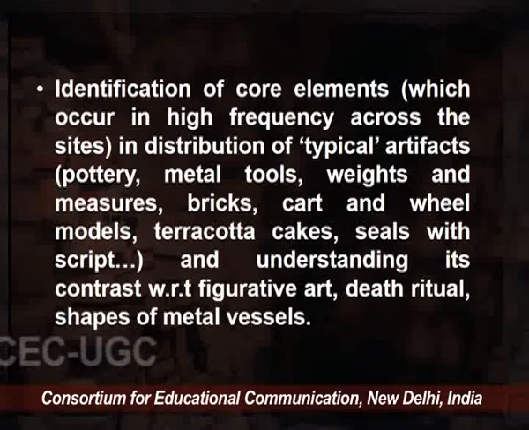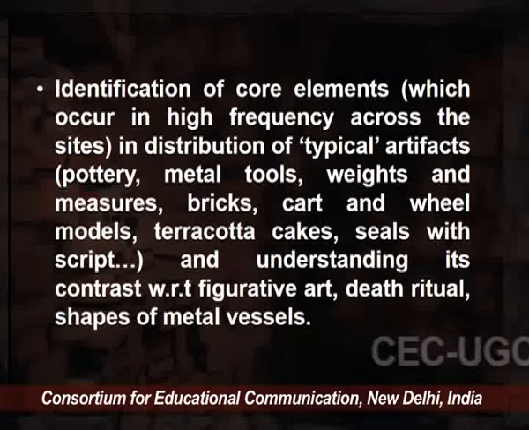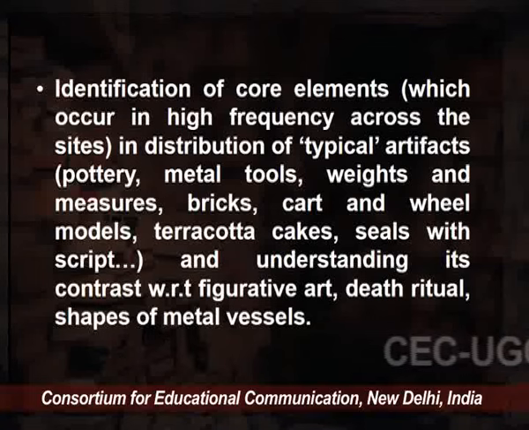So identification of core elements in distribution of typical artifacts. So what are typical mature Harappan artifacts? Pottery, metal tools, weights and measures, bricks, cart and wheel models, terracotta cakes, seals, scripts. If you just do a study of the frequency at which they appear at different sites, because they are core elements of mature Harappan civilization, and try to understand its contrast with respect to figurative art, death ritual, shapes of metal vessels and so forth, then again we are likely to have fresh insights into the origin issues.